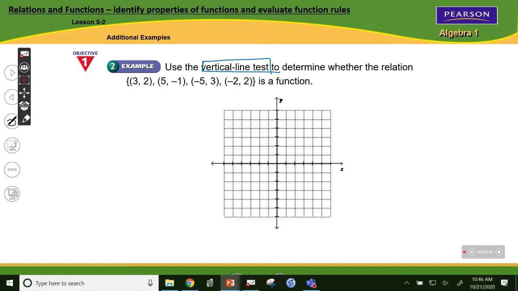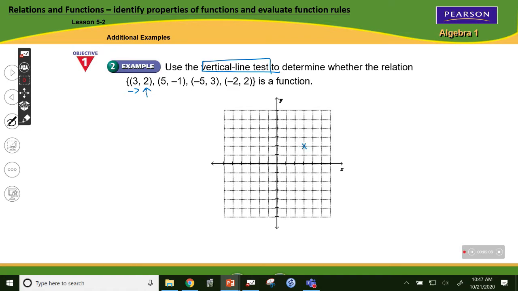So in order to do that, I need to graph these points. I'm going to graph the first one, and then hopefully you can graph the rest. So the first one, 3, 2, means I'm going to go right 3 units from the origin, and I'm going to go up 2 units from there. So I'm going to start in the middle, go right 1, 2, 3, and then up 2, and I'm going to put a little X.